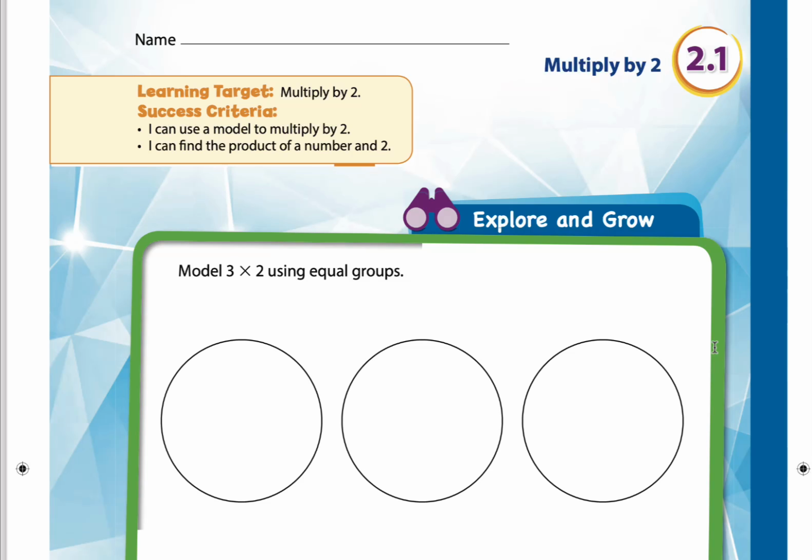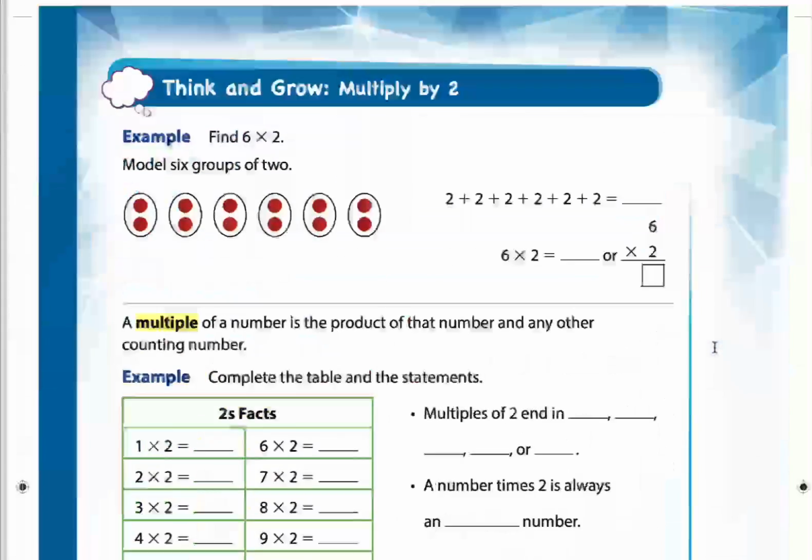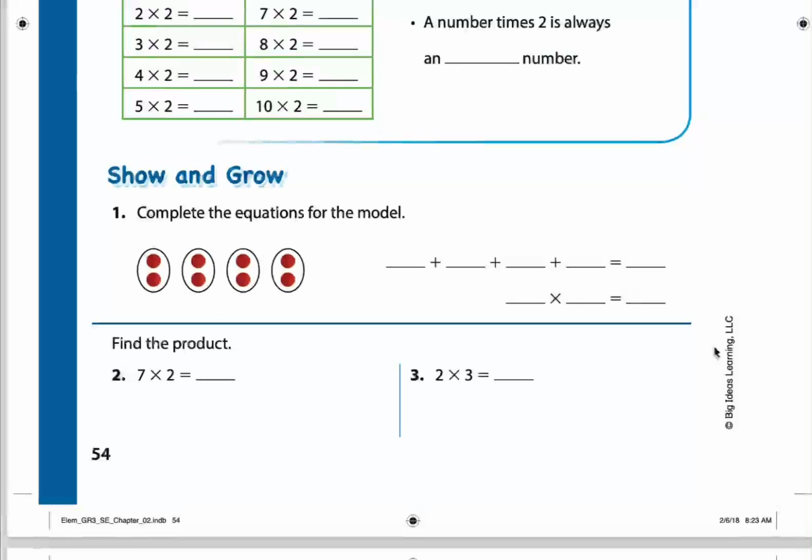Okay, my heroes, today's lesson is the first lesson, chapter 2, multiply by 2. My heroes, do not interrupt me, mute your mic. What we're going to do today, we will solve questions like these. We need to complete the equations for the model, and we need to find the product of 7 times 2, 2 times 3, and so on.